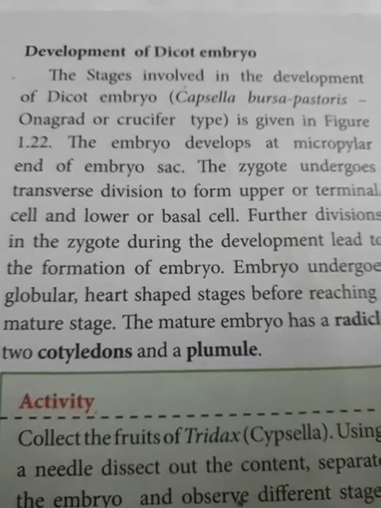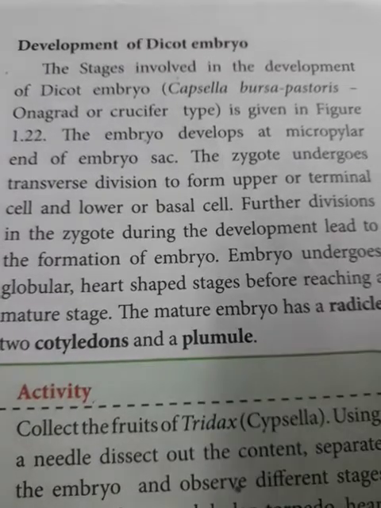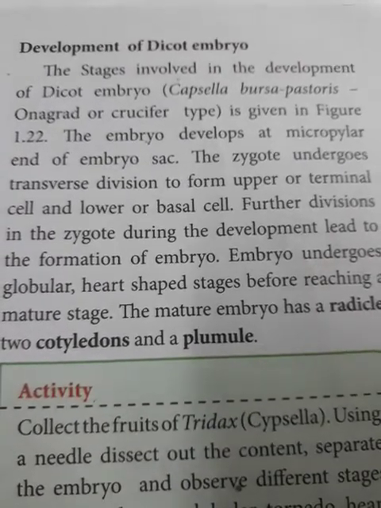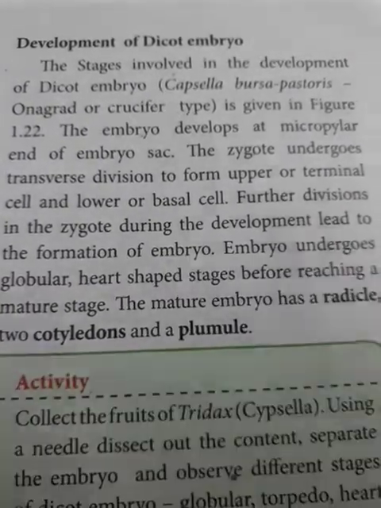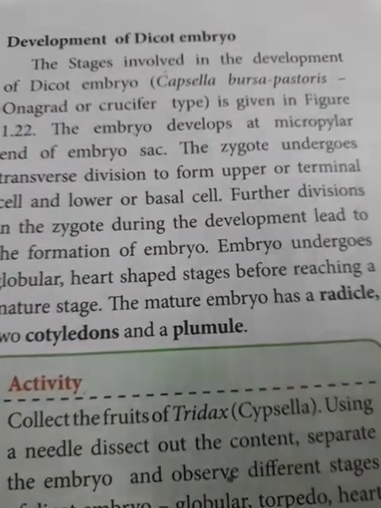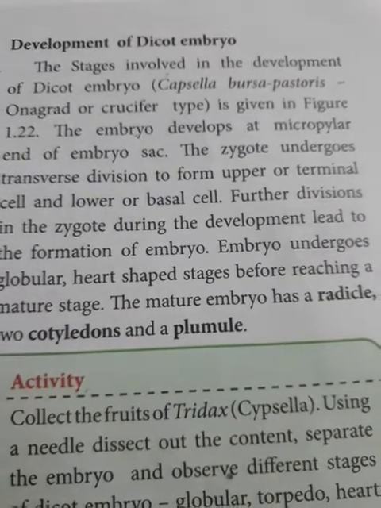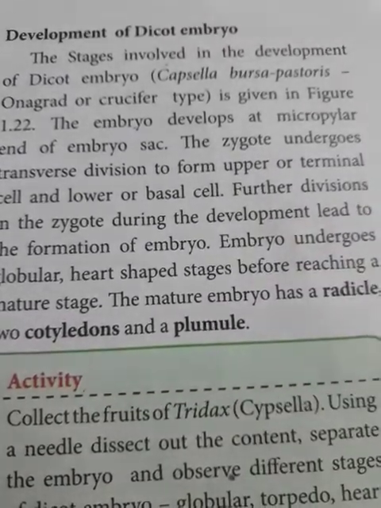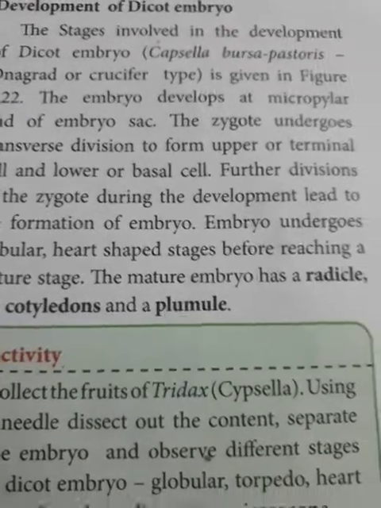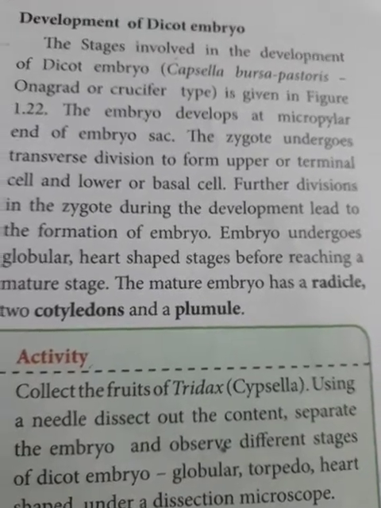The zygote undergoes transverse division to form the upper or terminal cell and the lower or basal cell. Further divisions in the zygote lead to the formation of the embryo. So the first division is transverse division: upper terminal cell, lower basal cell. After that, further divisions take place, which ultimately develop the zygote into the embryo. The embryo may be in different forms and shapes, and it undergoes globular and heart-shaped stages before reaching the mature stage.